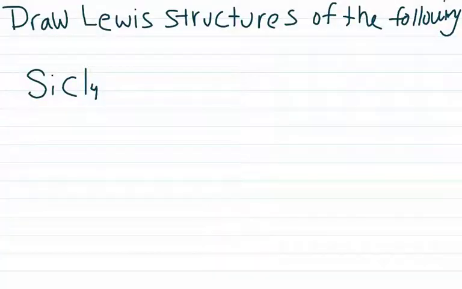Lewis structures are a simple way of describing the bonding between atoms in a molecule. It's a pretty simple system, but it's pretty accurate, so we use it a lot. And once we draw these, we can use them to predict how a molecule will act.